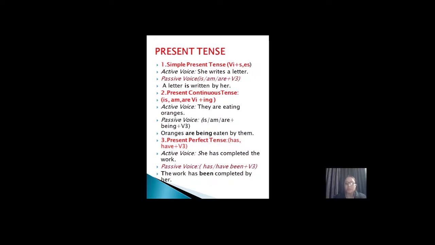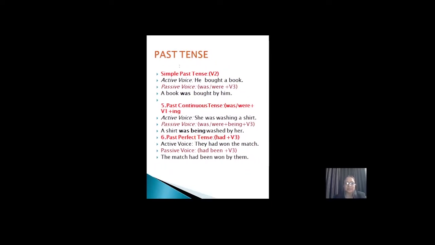Now let's move on to past tense. Simple past tense, the second form of the verb. In active voice: He bought a book. In passive voice, we use here was/were as a helping verb plus V3. A book was bought by him.